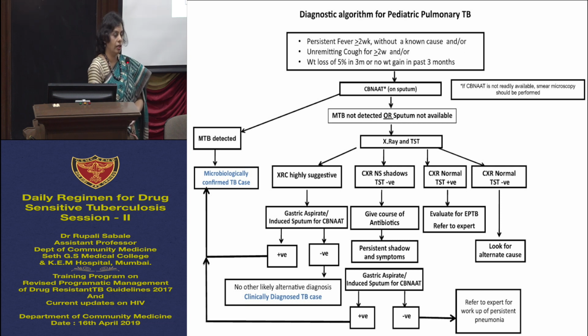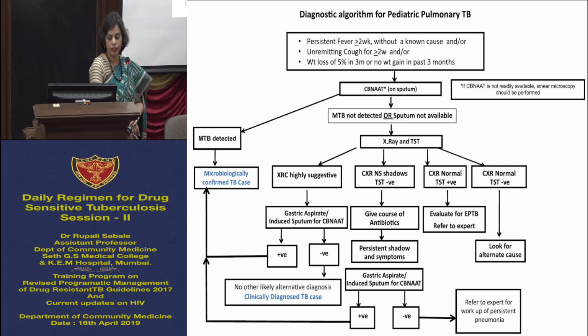Coming to the diagnostic algorithm for pediatric pulmonary tuberculosis. So here, when we suspect a child having pulmonary tuberculosis, where there is a persistent fever for more than or equal to 2 weeks, cough for more than 2 weeks, weight loss of more than 5% in 3 months, or no weight gain in the last 3 months. Okay. Again, upfront CBNAT, because it is a pediatric population, no smear.